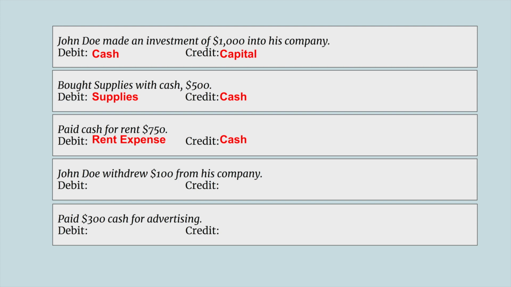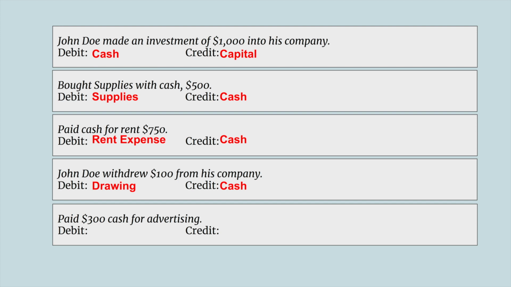Next journal entry, which is very common, and so you can expect this one on the midterm too. John Doe withdrew $100 from his own company. So owners have the right to withdraw money from their company anytime that they would like, but it does decrease the worth of the company. So if it's decreasing our worth and decreasing our cash, we are going to debit drawing and we are going to credit cash.